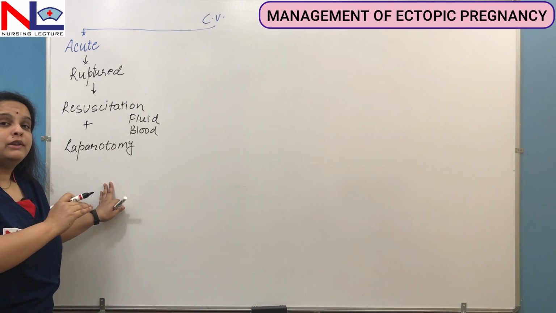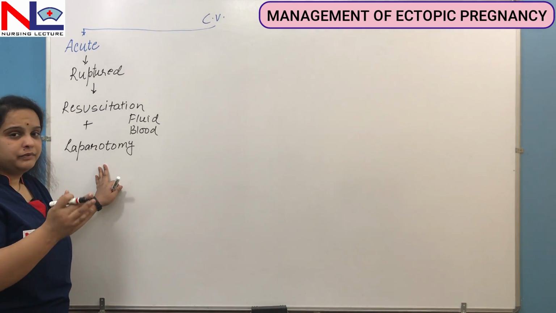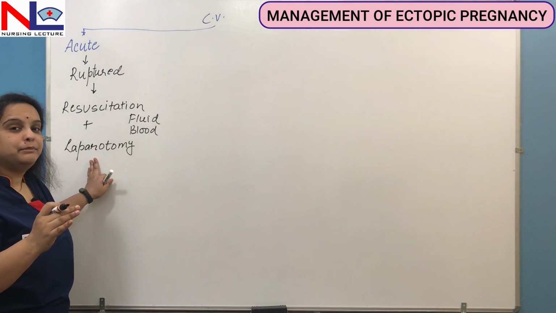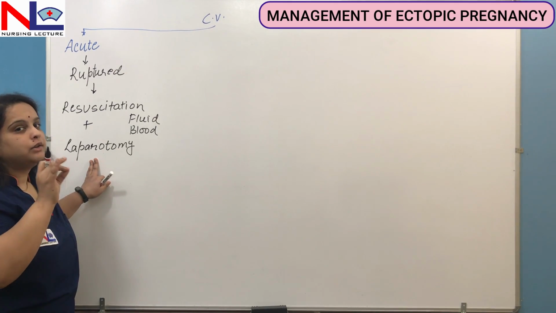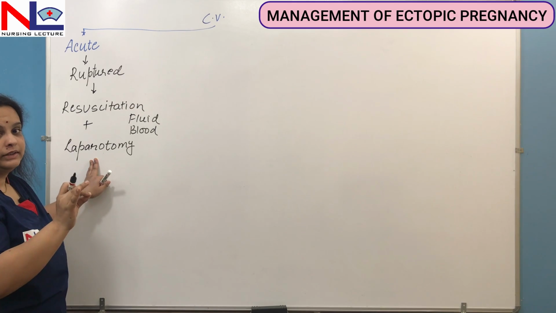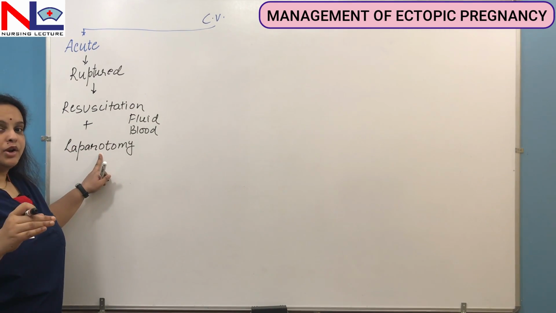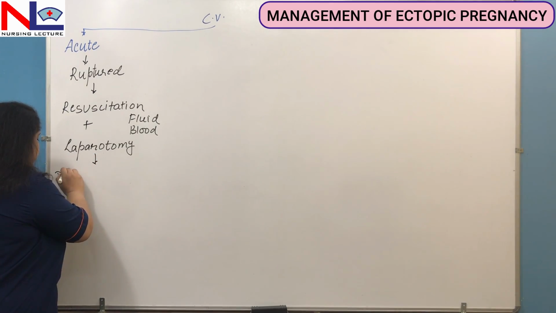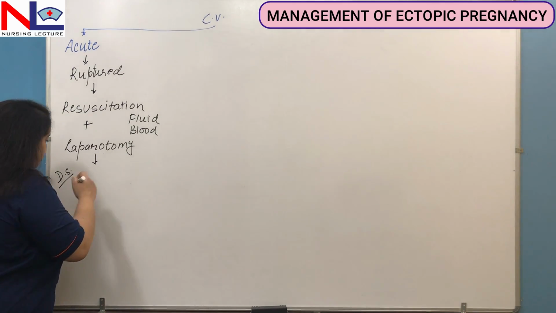Although laparoscopy is the preferred method in surgery, here we don't have time, we can't wait more. So directly incising the abdominal wall and taking out the tube is the only definitive treatment in the acute type of clinical variety. So with laparotomy we incise the abdominal wall, but the definitive surgery is the salpingectomy.